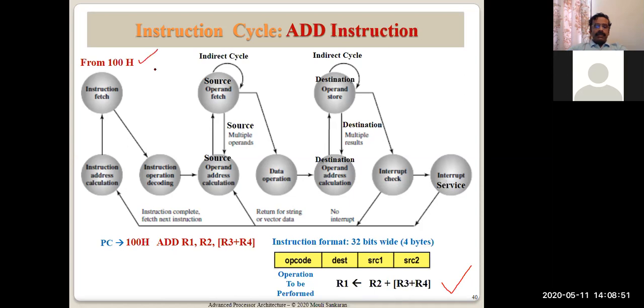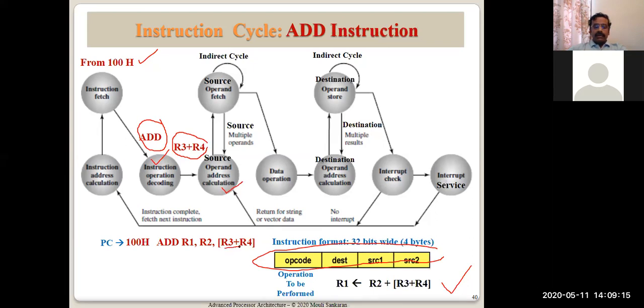From 100H, H is hexadecimal address, the instruction content is read from the program memory. It is decoded here and it comes to know that it is an add operation. Now it is performing address calculation. You can see that operand address calculation is performed here.